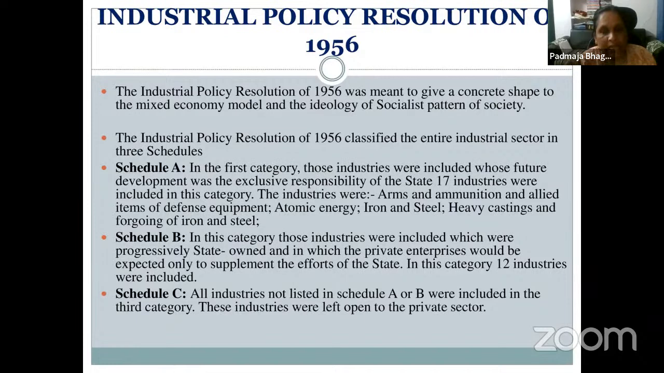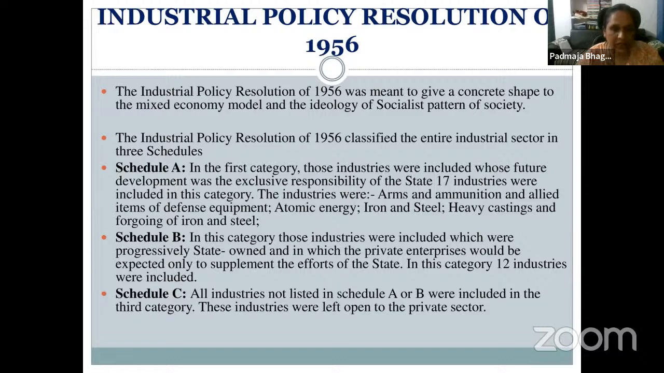In Schedule A, they made the 17 industries. In Schedule B, 12 industries were included. These were the industries which were progressively state owned, where private enterprises were expected only to supplement the effort of the state.